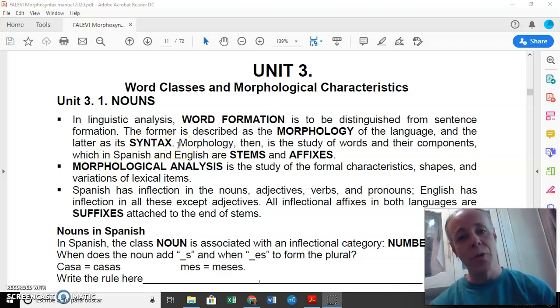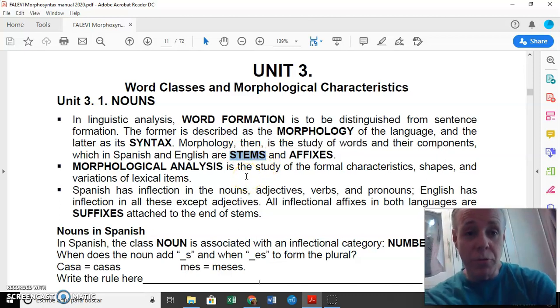Okay? So, word formation, the ones that we covered before in units 1 and 2, everything, morphology has to do with word formation. And sentence formation we will cover later when we cover syntax. Remember, this module is about morphosyntax. So everything together. Okay. Morphology then is the study of words and their components, which in Spanish and English are stems and affixes. There was a question about stems and roots.